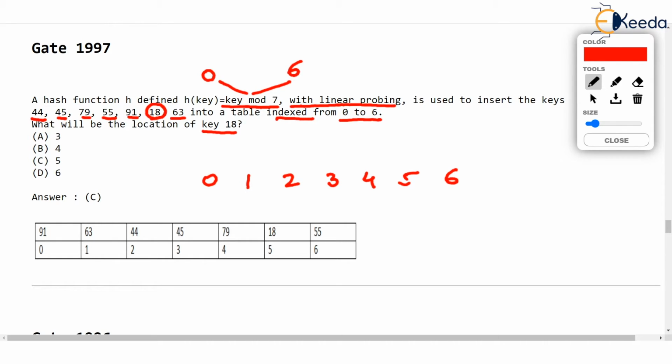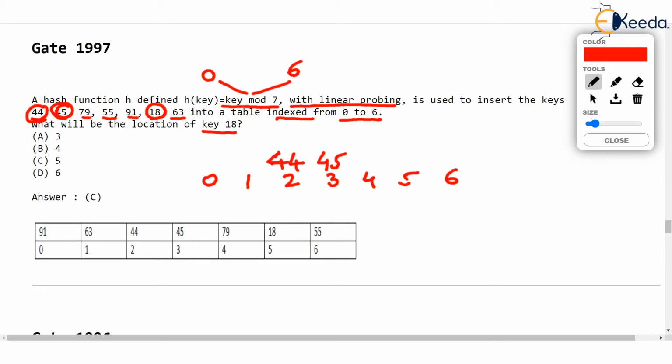Now let us take the first key 44. The function is key mod 7, so we divide 44 by 7. 7 sixes are 42, so the remainder is 2. So 44 will go at the second location. This is the mapping address. The next key 45, when divided by 7, 45 mod 7: 7 sixes are 42, so the remainder is 3. So 45 will go at the third address.